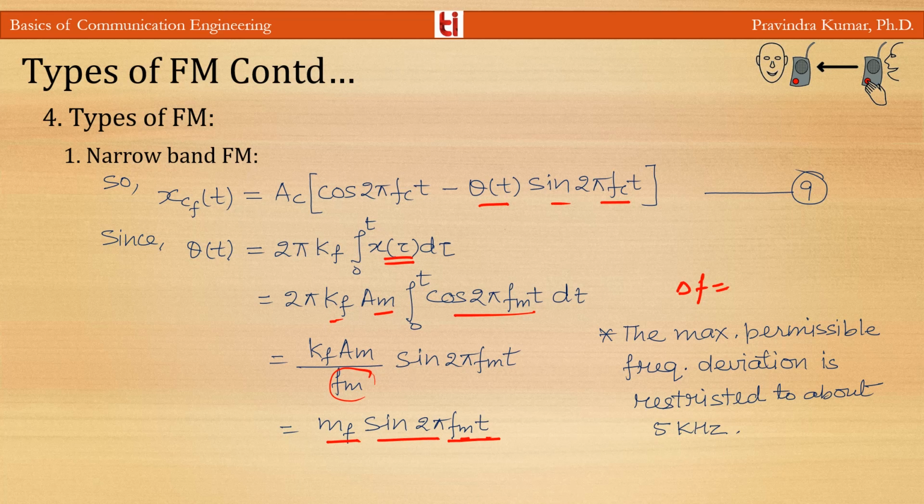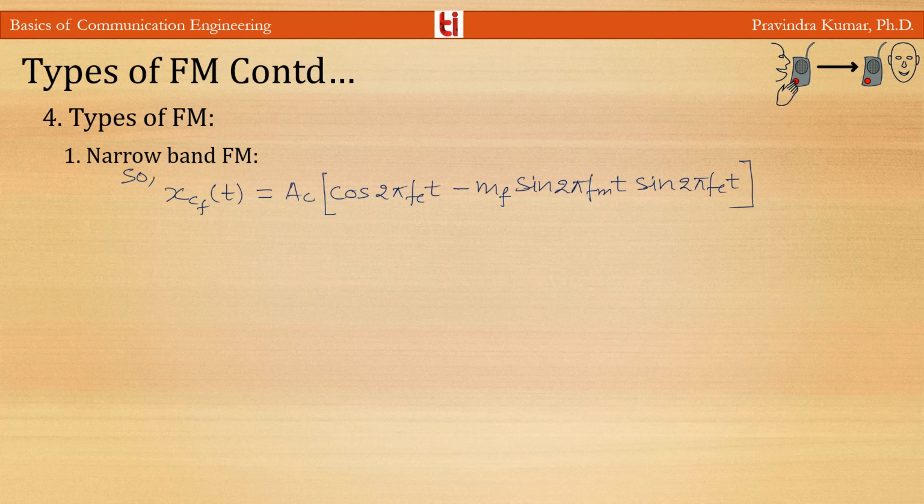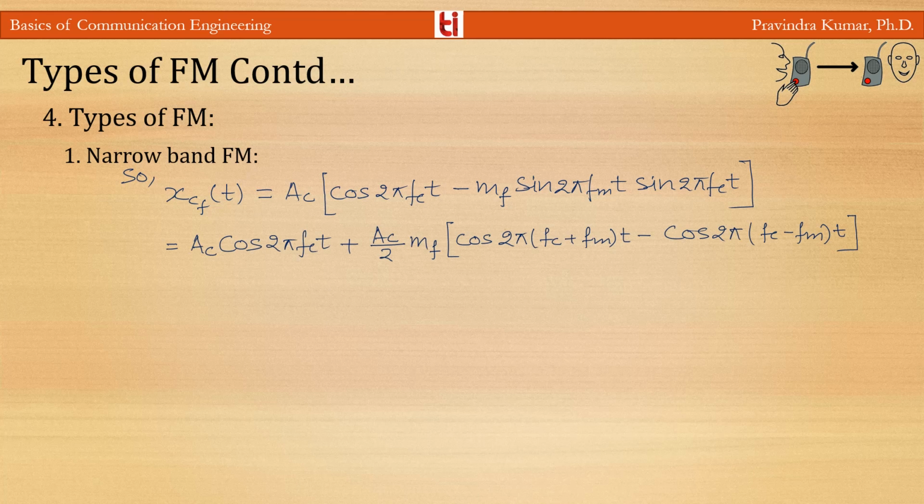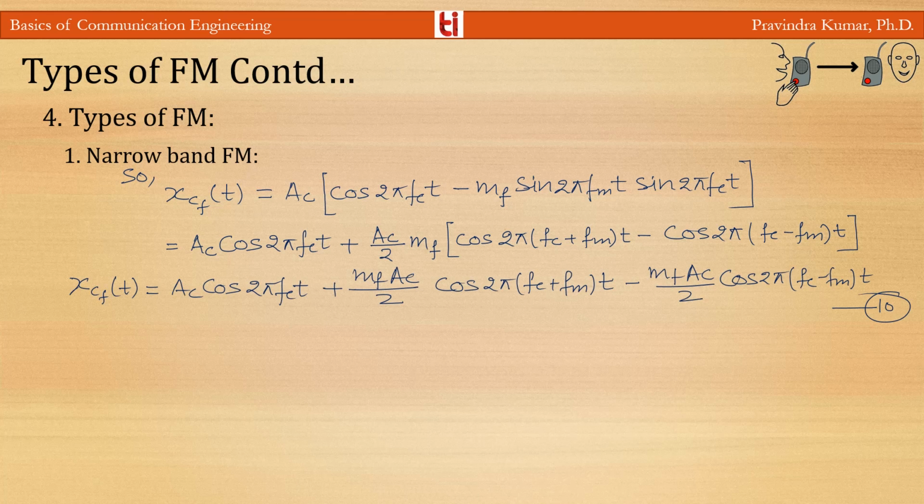So the frequency deviation is restricted to 5 kilohertz in narrowband FM. Now this is equation 9 we have solved here, and we can write this equation as Ac cos 2π fc t plus (Ac/2) mf [cos 2π(fc+fm)t minus cos 2π(fc−fm)t], or we can write it as Ac cos 2π fc t plus (mf Ac/2) cos 2π(fc+fm)t minus (mf Ac/2) cos 2π(fc−fm)t.